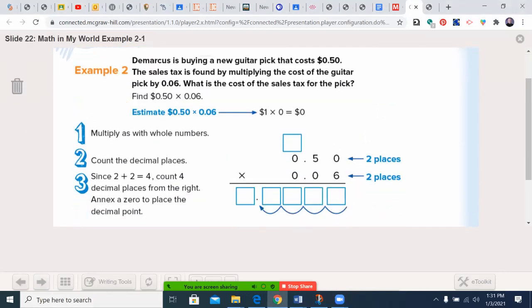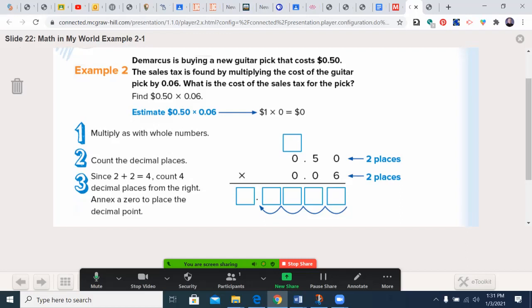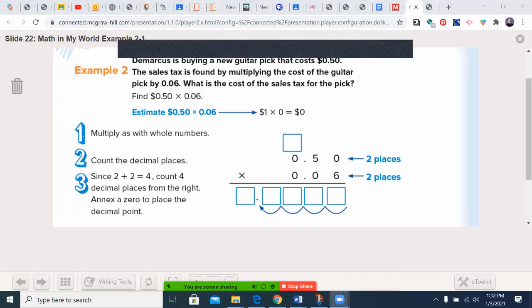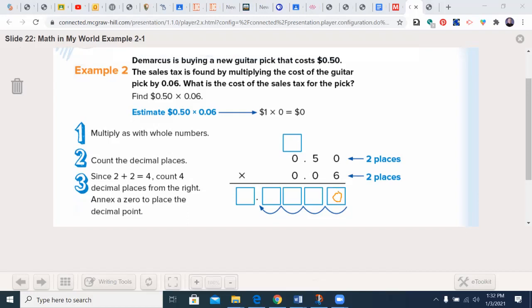Our next problem, DeMarcus is buying a new guitar pick that costs 50 cents. Sales tax is found by multiplying the cost of the guitar pick by 0.06. What is the cost of the sales tax? So step 1, we multiply as with whole numbers, and you can see the estimate is that it's going to estimate closer to 0. Start over here. 6 times 0 is 0. 6 times 5 is 30.